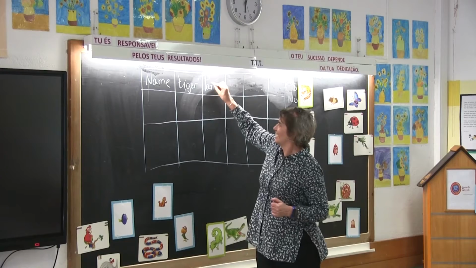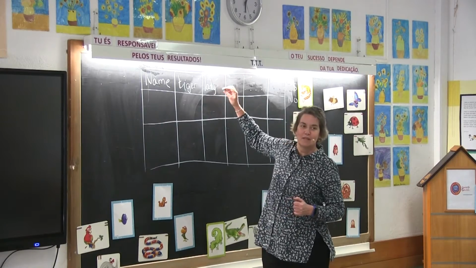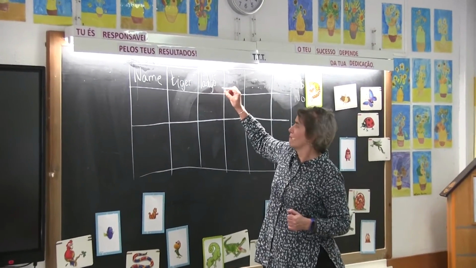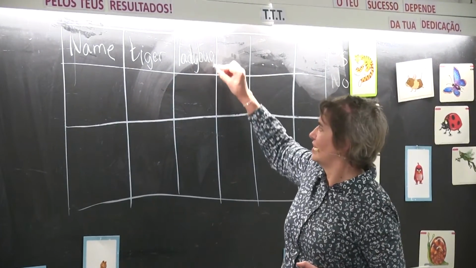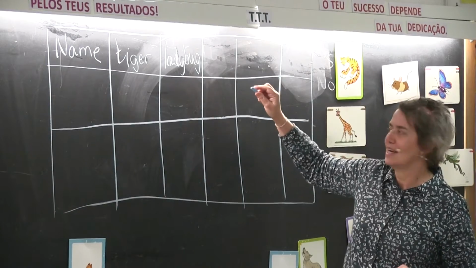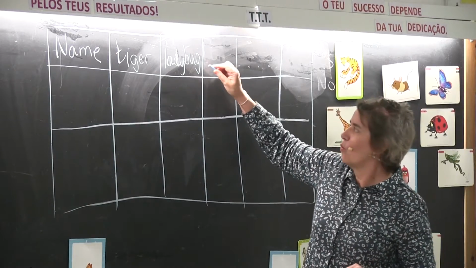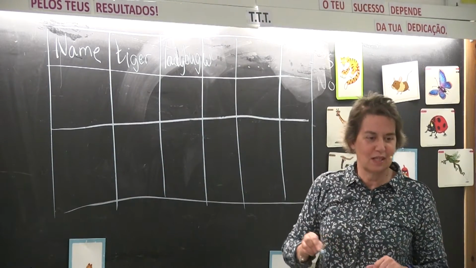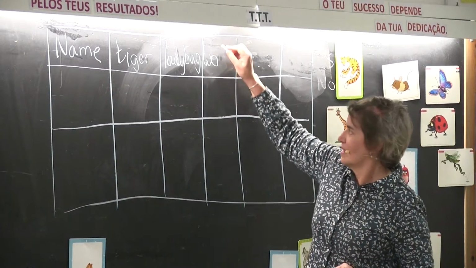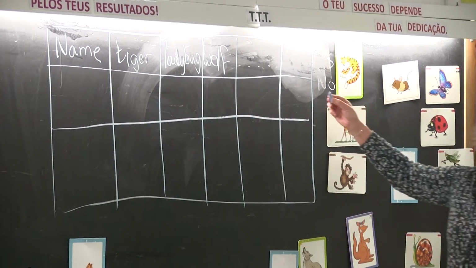Excellent, very good. Okay, another one. Wolf, okay, do you know how to write wolf? Yes. Tell me. W, O, L, F. Excellent. All right, we need two more. Yes, Guilherme. Okay, can you spell it? Yeah.